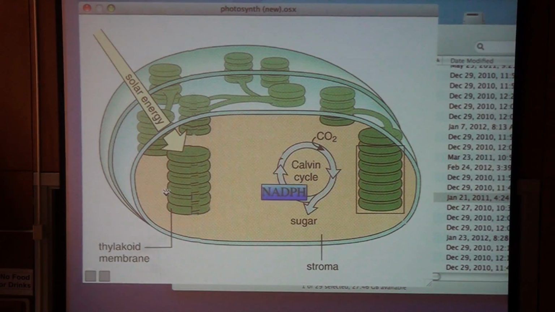All right, well, let's get a little more into the details. We're now going to look at the light-dependent reaction first, since it's really the first one in the process. And we'll start off by talking about the light that comes in and hits the grana.